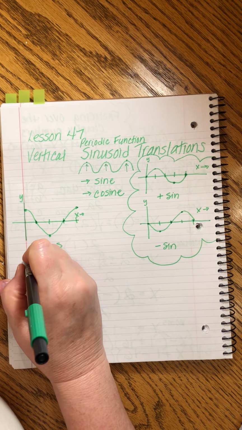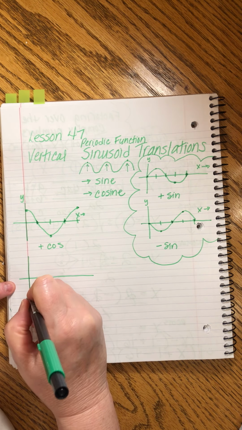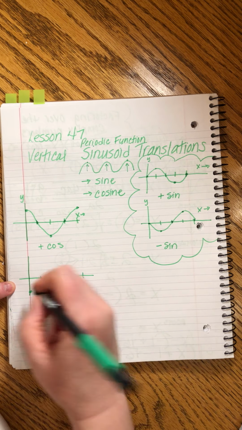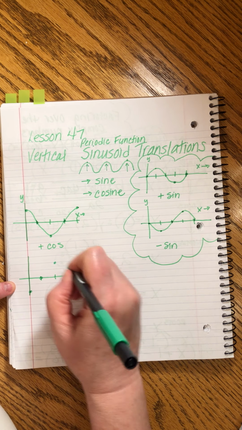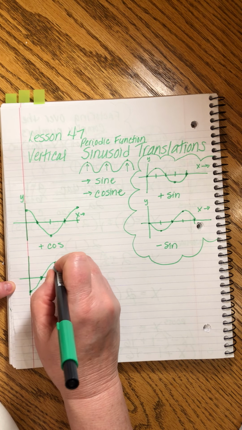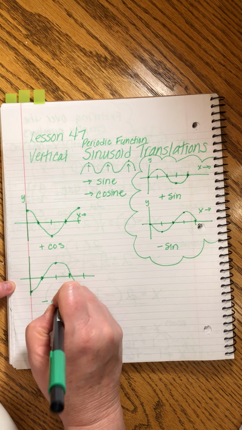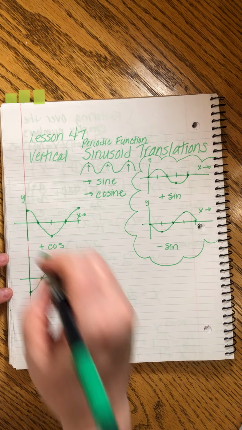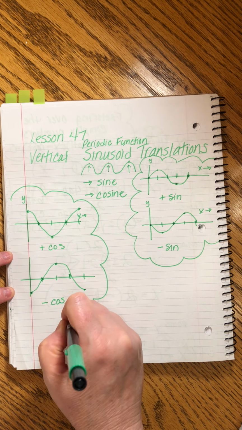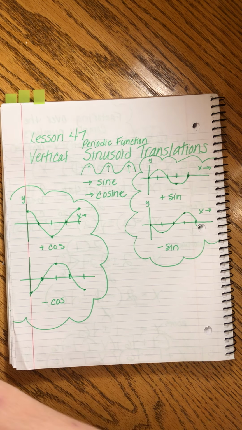And then the negative is going to start at the bottom. Here are my 4 quadrants at the bottom and up and down. So it's going to go like this. That's a negative cosine curve, all right? So that is a recap of what we've done.